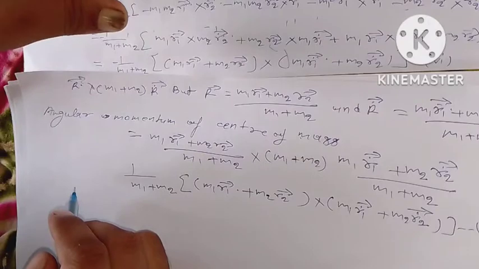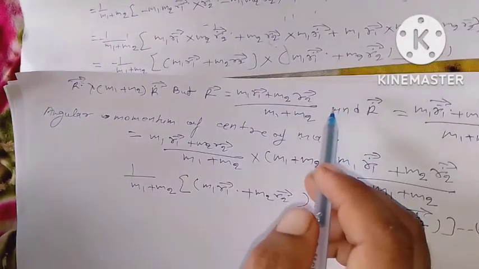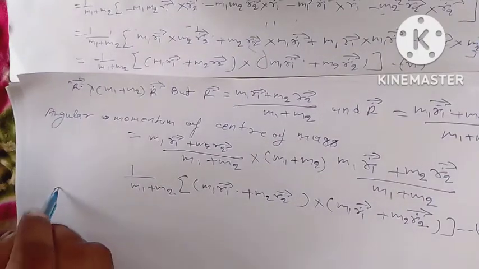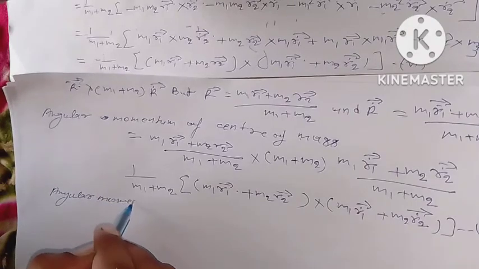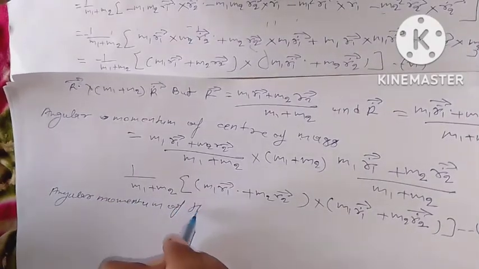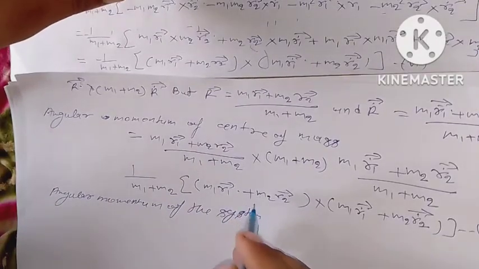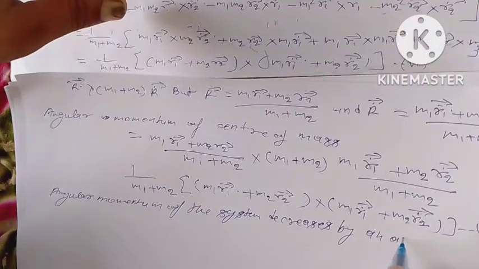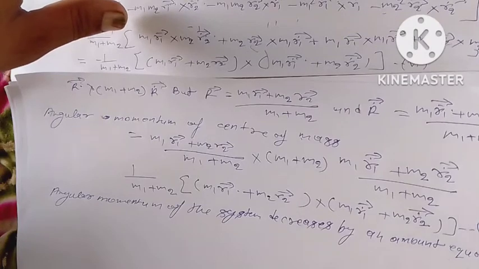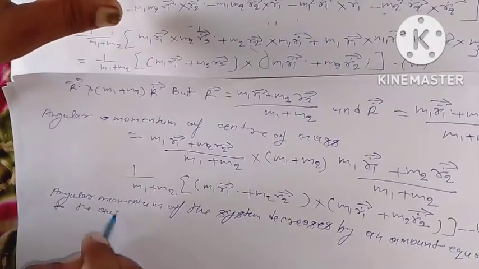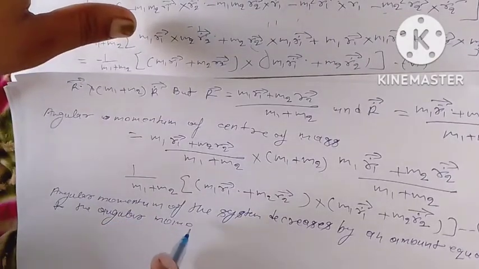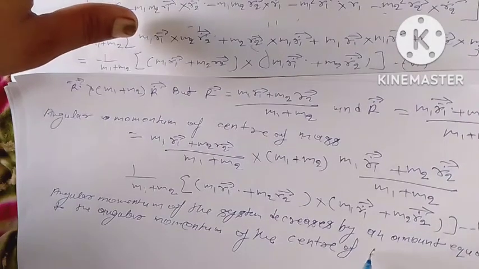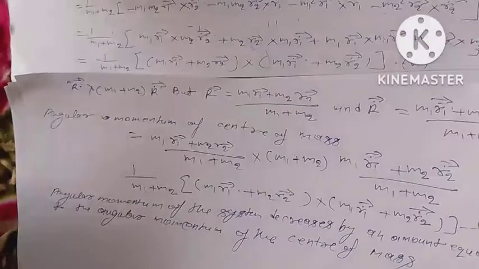7. Comparing equations 6 and 7, the angular momentum of the system decreases by an amount equal to the angular momentum of the center of mass. Okay, thank you. And next heading is rocket.